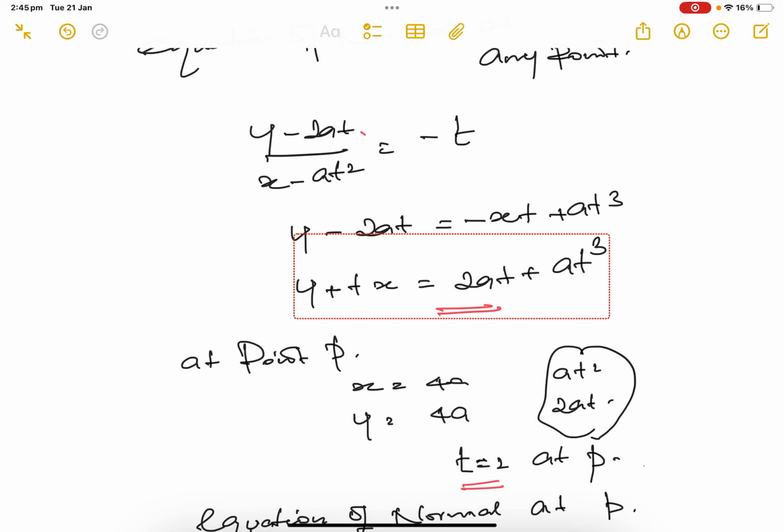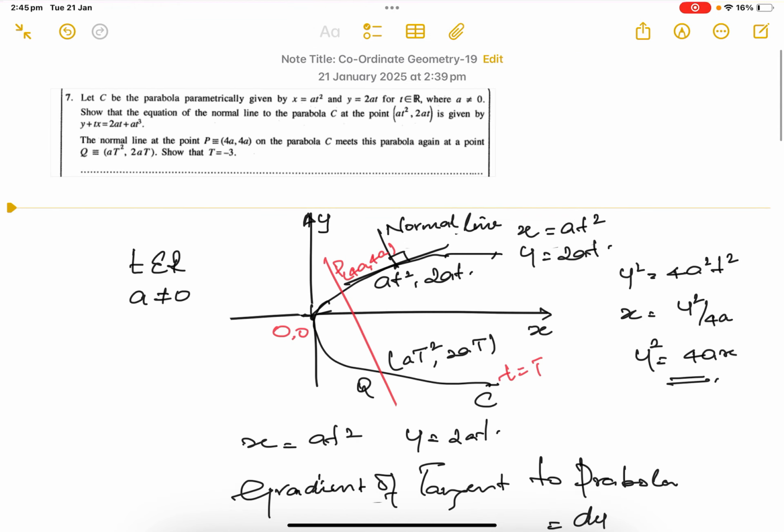80 squared times t is 80 cubed. We want to just tx, so xt, tx is the same. Take tx to the left-hand side: y plus tx equals, and take that 280 to the other side, 280 plus 80 cubed. This is exactly the format we have been asked to prove. So that's been proven. So first part done.